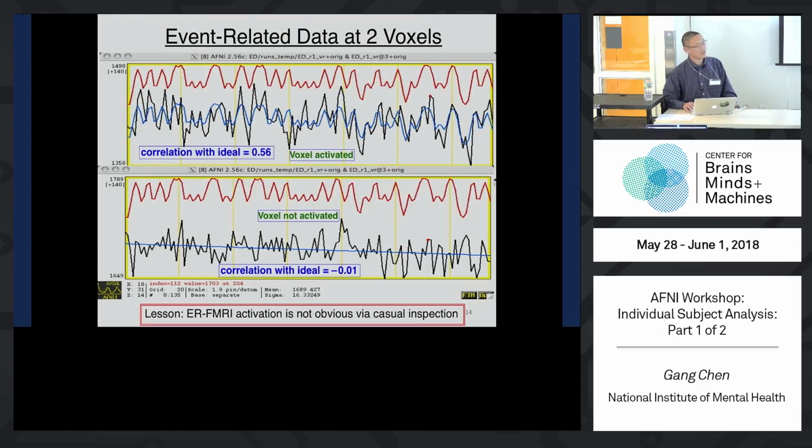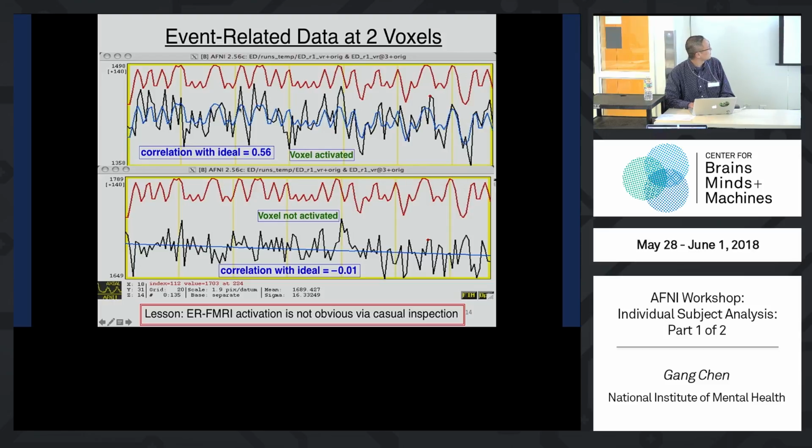This is the event-related design. The upper one is presumably a voxel which is responding to some task, right? So this is event-related design. This is the red curve again. The black one is the original data. The red one is something we expect to see. The blue one is the best fit, the best match as much as we could.